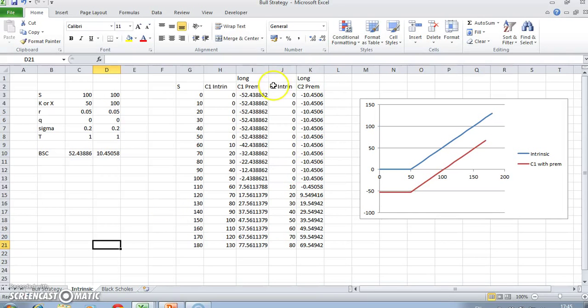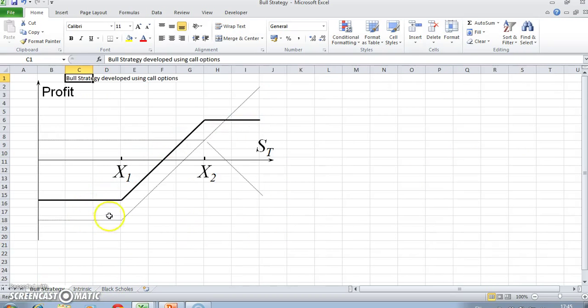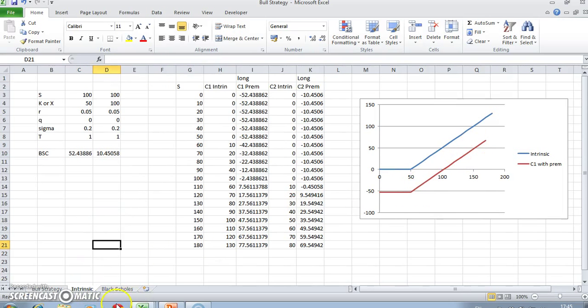So we have two intrinsic values here, and we're trying to replicate both this intrinsic value and a call option with a higher exercise price, but it's a short position. So if C1 could be represented in this fashion, C2 would have to be a short position.